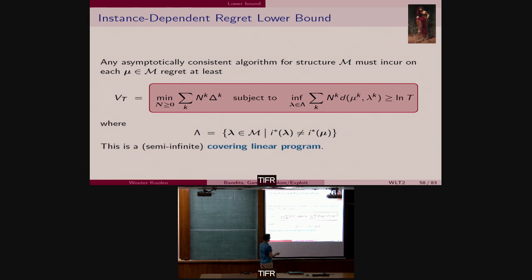It says, under the constraint that for every confusing alternative lambda, you have at least log t information to discriminate it. That comes from the previous slide. We are going to look at your regret, which was the sample counts times the gap. Right? And we will optimize by giving you the smartest possible allocation of samples. So that's a lower bound on the regret of any algorithm.